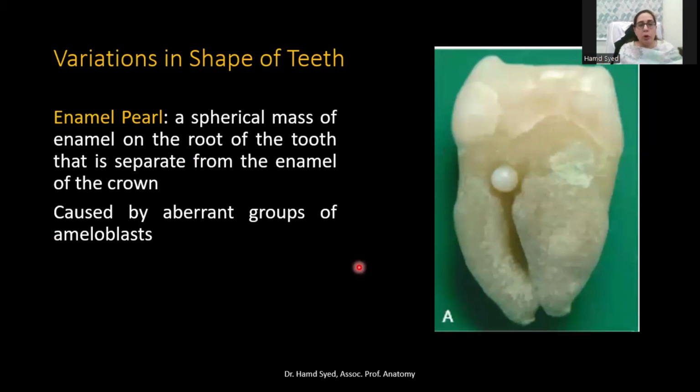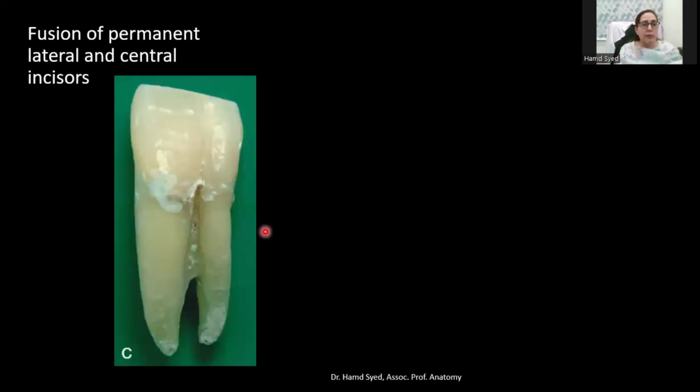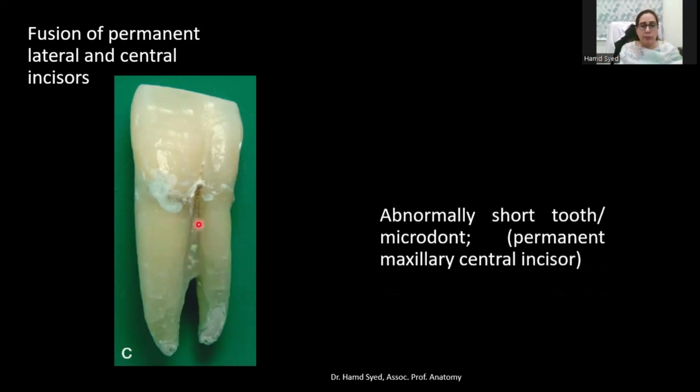Also, there might be some anomalies in tooth formation related to their morphology, a condition known as enamel pearl, in which there is a spherical mass of enamel on the root of the tooth, separate from the enamel which is on the crown of the tooth. This is caused by an aberrant group of ameloblasts. There might be fusion of the teeth. For example, over here, you can see the fused permanent lateral and central incisors.